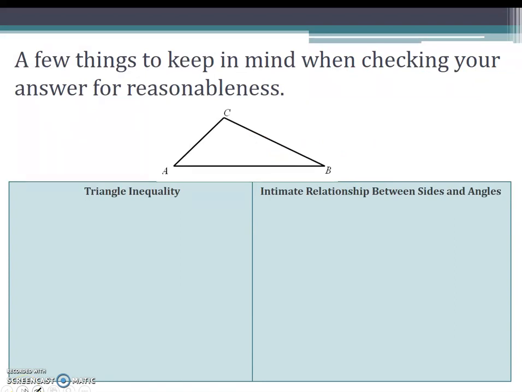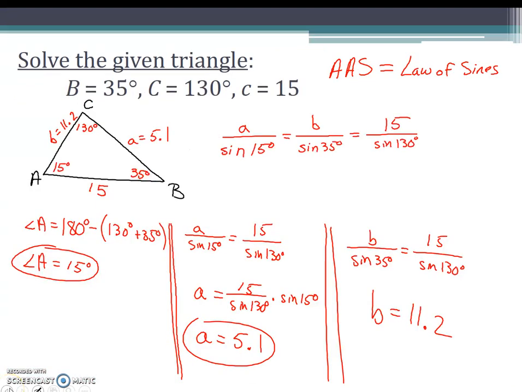First of all, the triangle inequality always says that if this is c, this would be little a, and this would be little b. The sum of the two smaller sides has to be bigger than the last side. You can write that inequality either way, but the sum of any two sides has to be bigger than the last side. In other words, you couldn't have like 100 over here and a 2 over here and a 1 over here. That's called the triangle inequality. The two smaller sides have to add up to be bigger than the last side. So 5.1 and 11.2, that would be 16.3, definitely bigger than that.